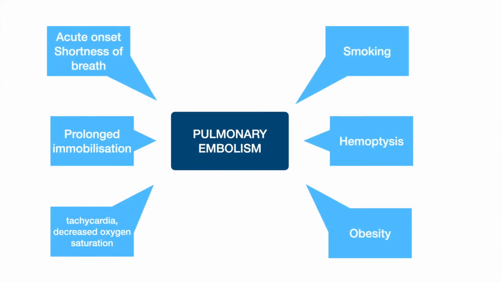To summarize, in history, we have got these findings, that is acute onset of shortness of breath, an episode of hemoptysis, a positive travel history that has caused prolonged immobilization, and we've also got positive risk factors such as smoking and obesity. And on physical examination, we've got tachycardia and decreased oxygen saturation. So overall, our provisional diagnosis based on this is pulmonary embolism.